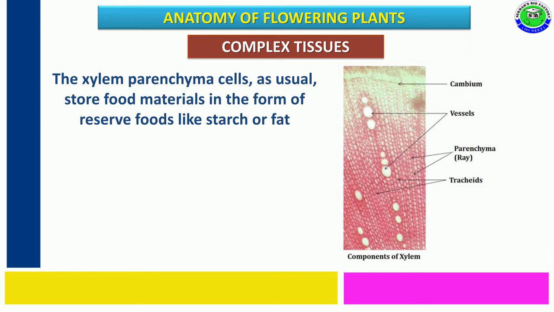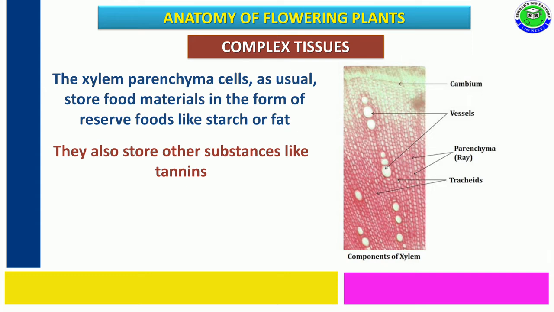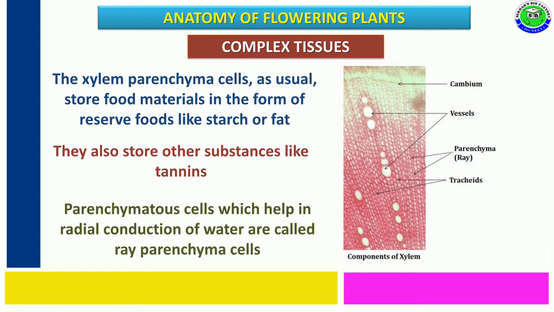The xylem parenchyma helps to store food material in the form of reserve food like starch and fat. Along with that, these xylem parenchyma have the ability to store some substances like tannins. Along with this, the xylem parenchymatous cells help in radial conduction of water in the form of rays of parenchymatous cells.